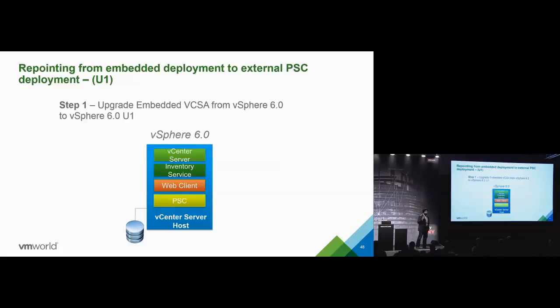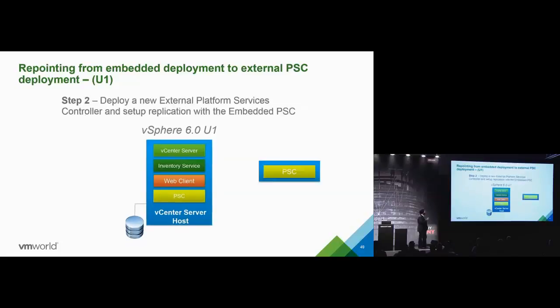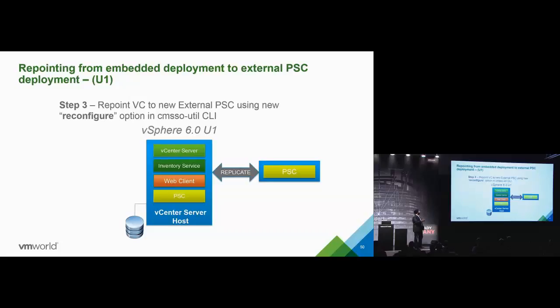It's all embedded. So the first step would be to make sure you upgrade to U1 first. After upgrading to U1, you would use the tool. First, you would deploy an external PSC node. Then the tool will allow you to replicate the two PSCs to each other for a period of time. And then the repointing will allow you to repoint to that external PSC and clean up the PSC that's on your system right now as well. So you would end up here.